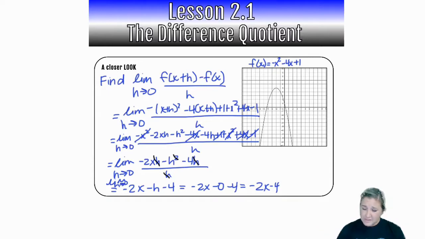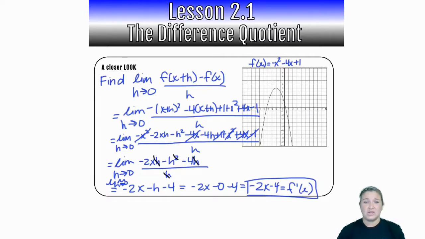So this limit right here is the derivative of negative x squared minus 4x plus 1. We would also name this f prime of x. So that's the derivative. That's one notation that you can use to find the derivative. So what does this really do and how does it help us? Well, now it's a function essentially, right?